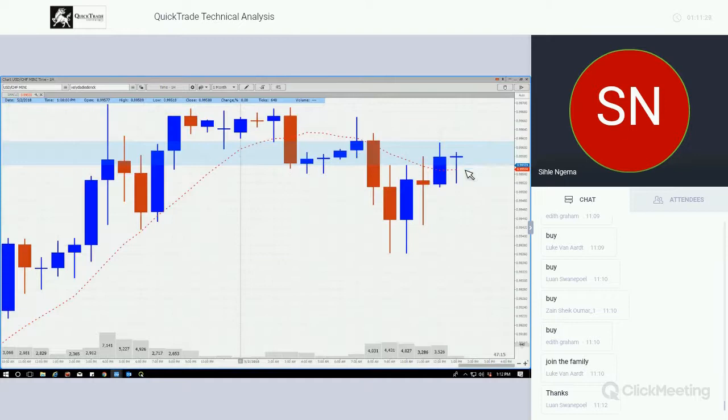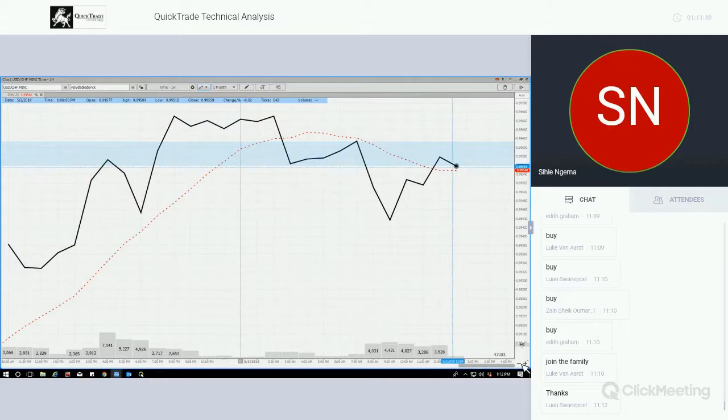The hourly time frame is above. It's on a buy actually. It's on a buy. It's above. You see. Okay, let's check on the line chart. Well, the line chart is also saying buy. You can actually use that.